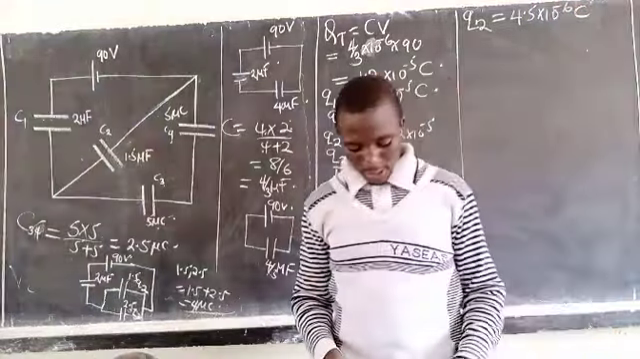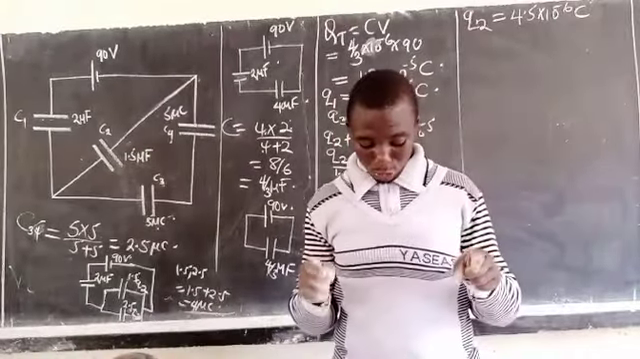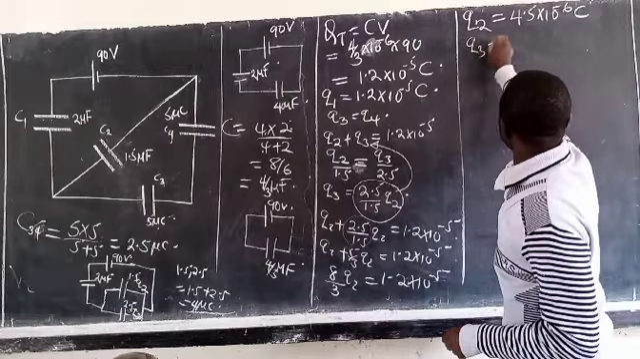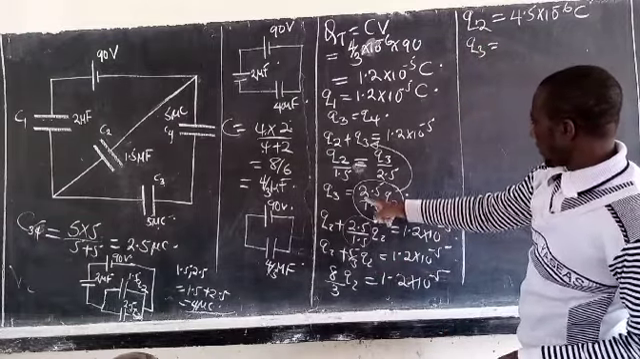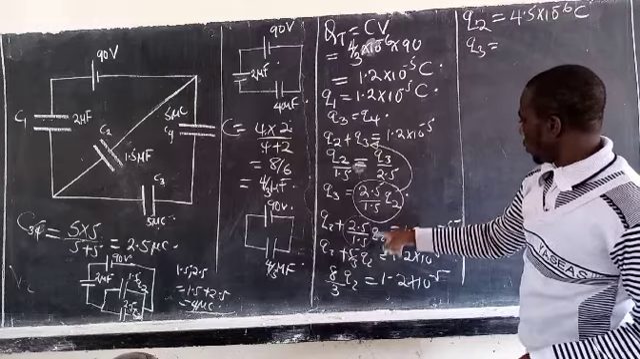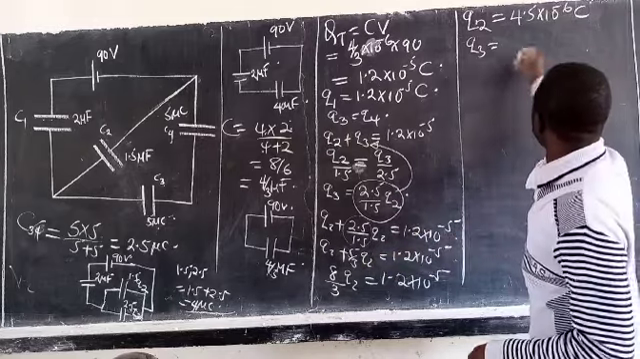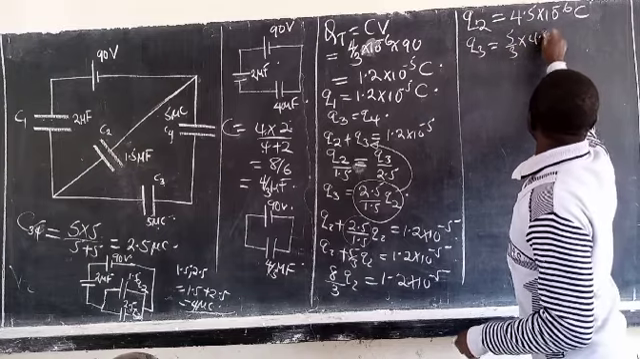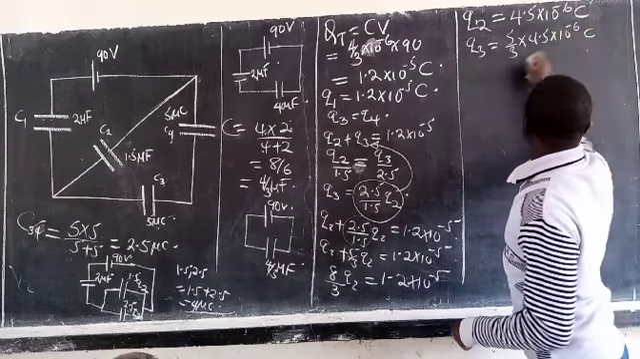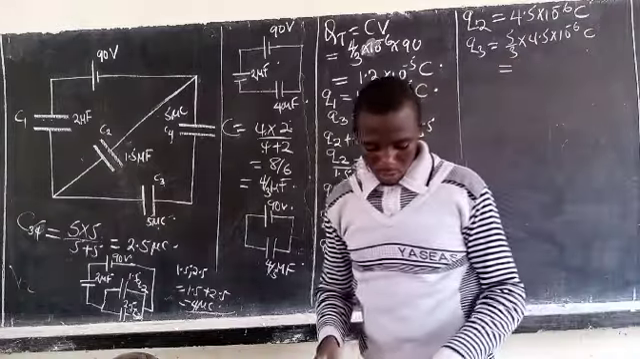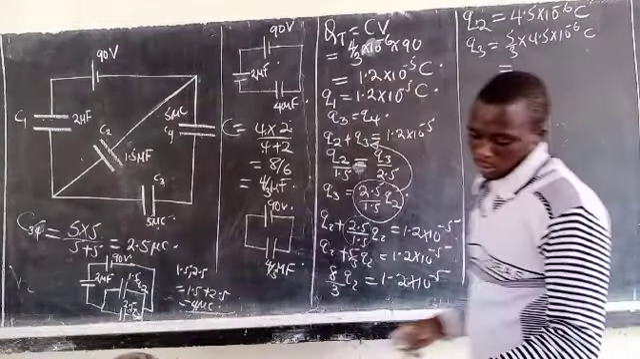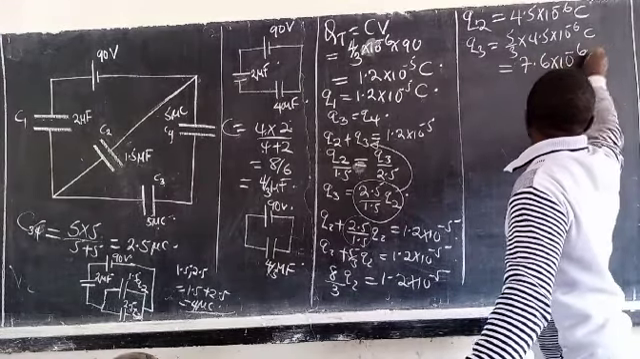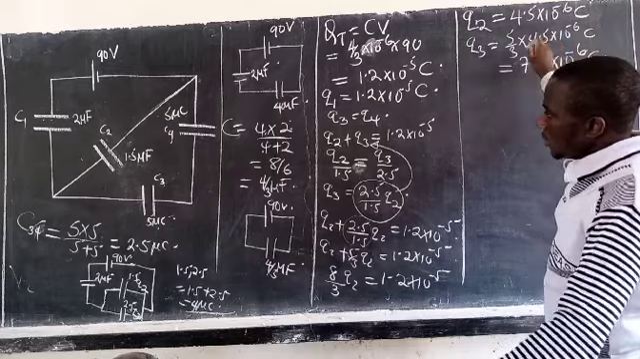4.5 exponent negative 6 coulombs. Then what is Q3? Q3 is 5 out of 3 times Q2, which is 4.5 exponent negative 6 coulombs. And that one will give us 7.5 exponent negative 6 coulombs.